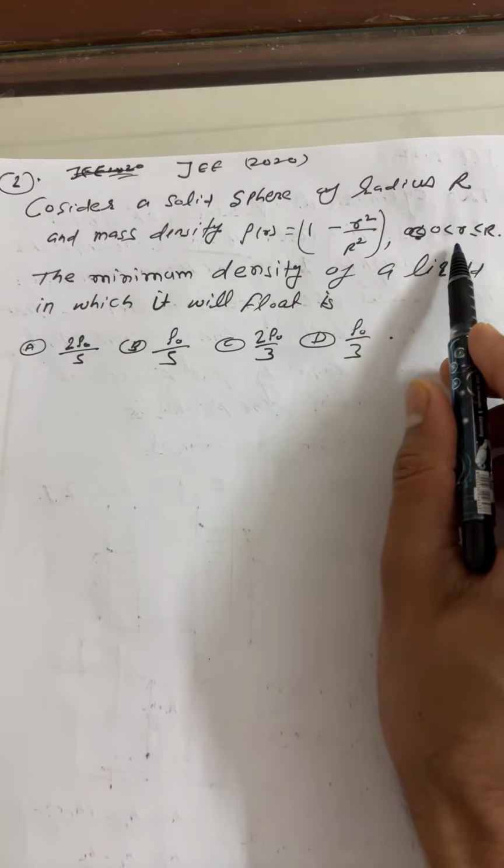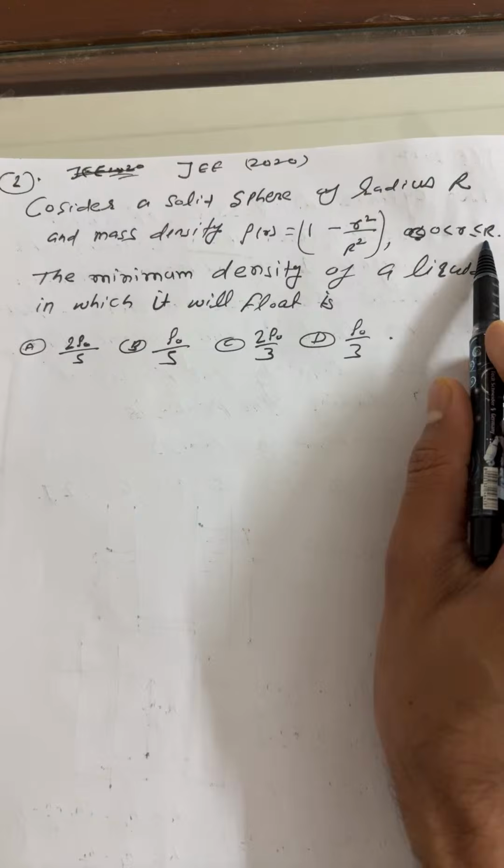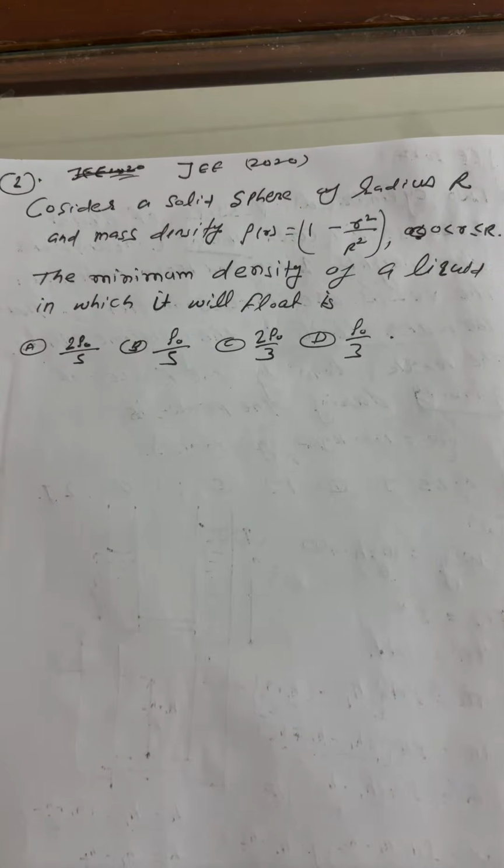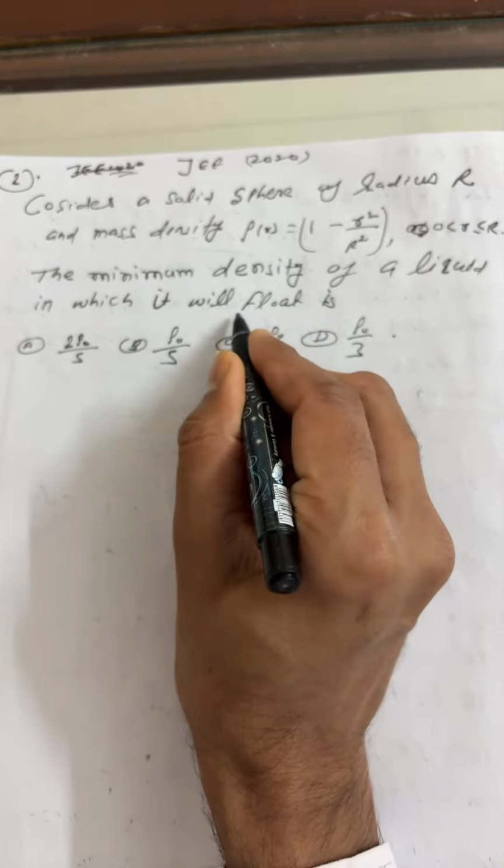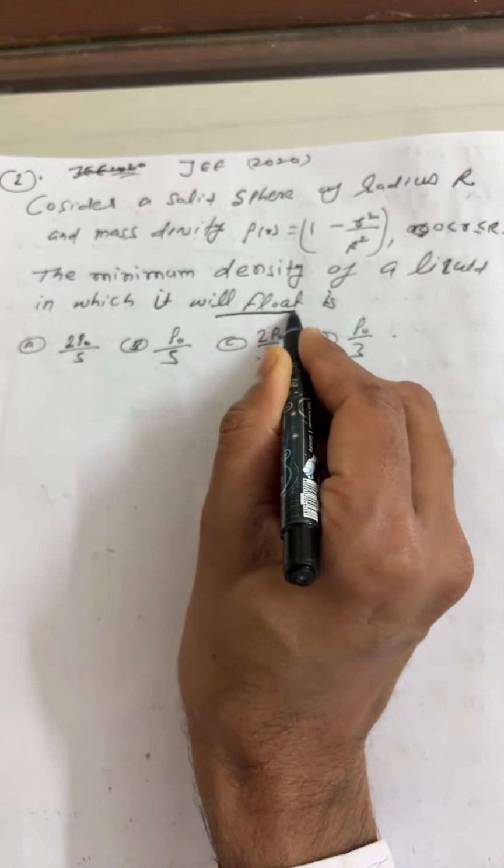Consider a solid sphere of radius R and mass density rho as a function of r, 1 minus r square by R square, mentioned, where r is 0 less than r and less than or equal to capital R. The minimum density of a liquid in which it will float. Beta, just do one line on this point. It will float. Right. Okay.